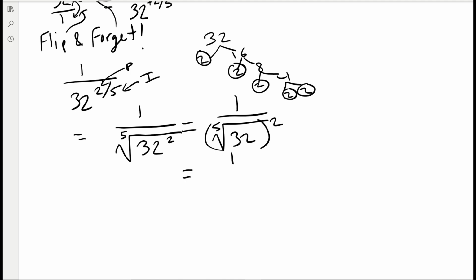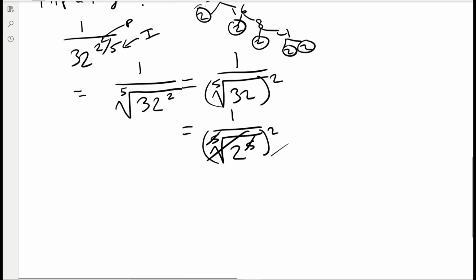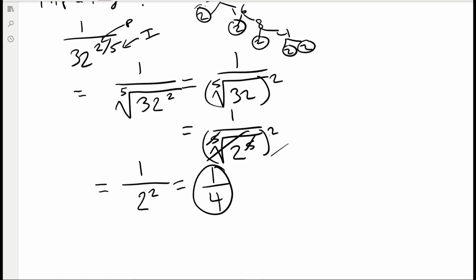So basically this breaks into 1 over the 5th root of 2 to the 5th, because we have 5 2's here. And then squared. And so now the 5th cancels out with the 5th, so the radical cancels out. So I got 2 squared down here. So I got 1 over 2 squared, and 2 squared is 4, so this is 1 over 4.